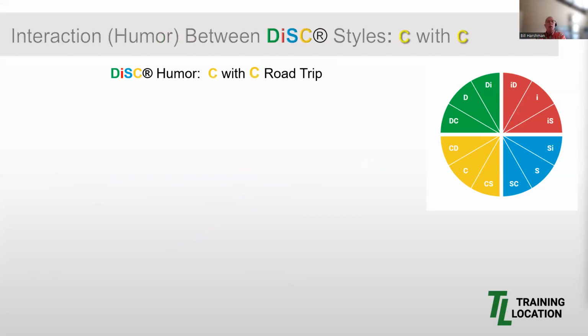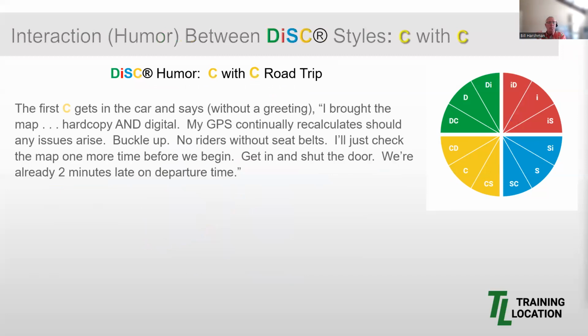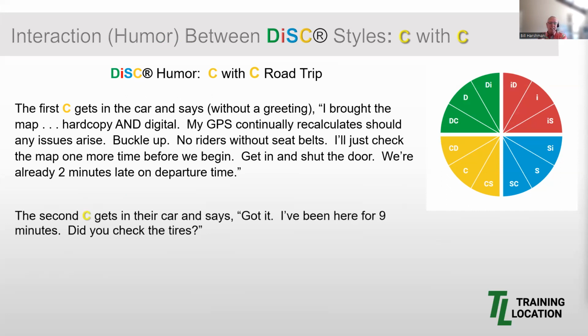This is C with C on a road trip. So the first C gets in the car and says, without a greeting, I brought the map, hard copy and digital. My GPS continually recalculates should any issues arise. Buckle up, no riders without seatbelts. I'll just check the map one more time before we begin. Get in, shut the door. We're already 2 minutes late on departure time. The second C gets in the car and says, got it. I've been here for 9 minutes. Did you check the tires?